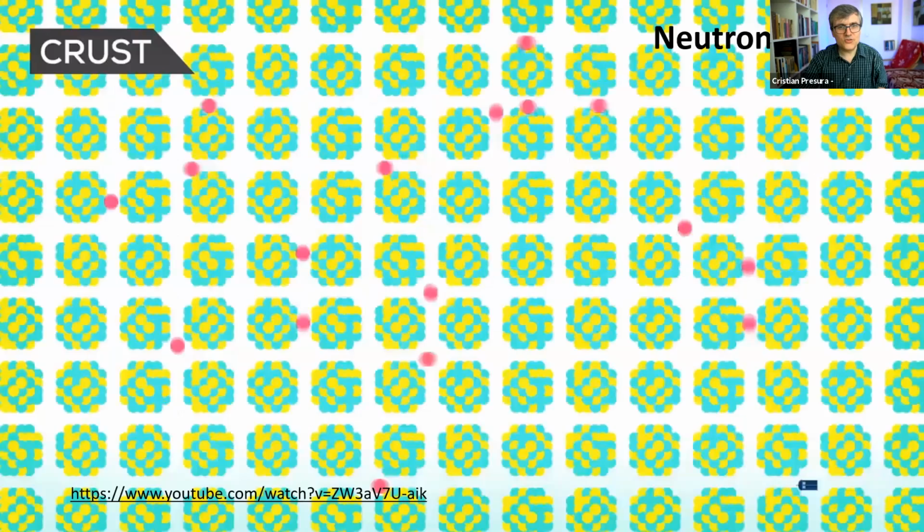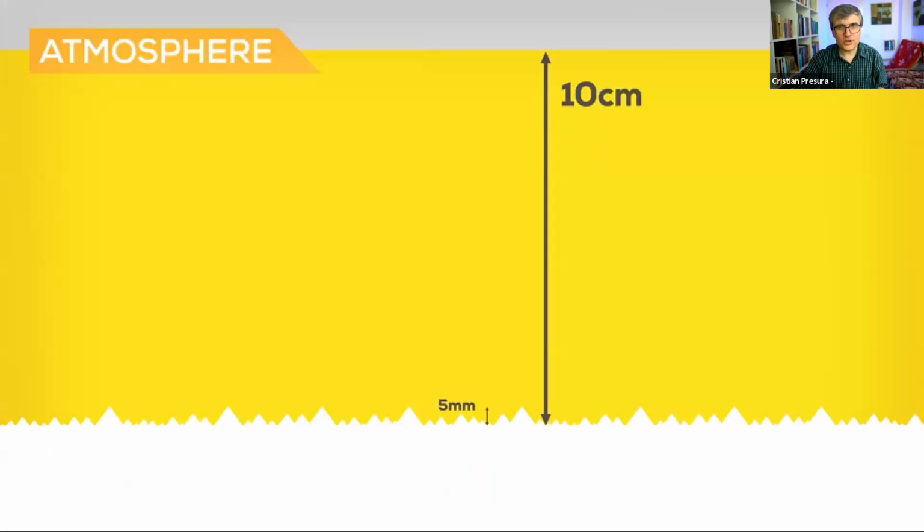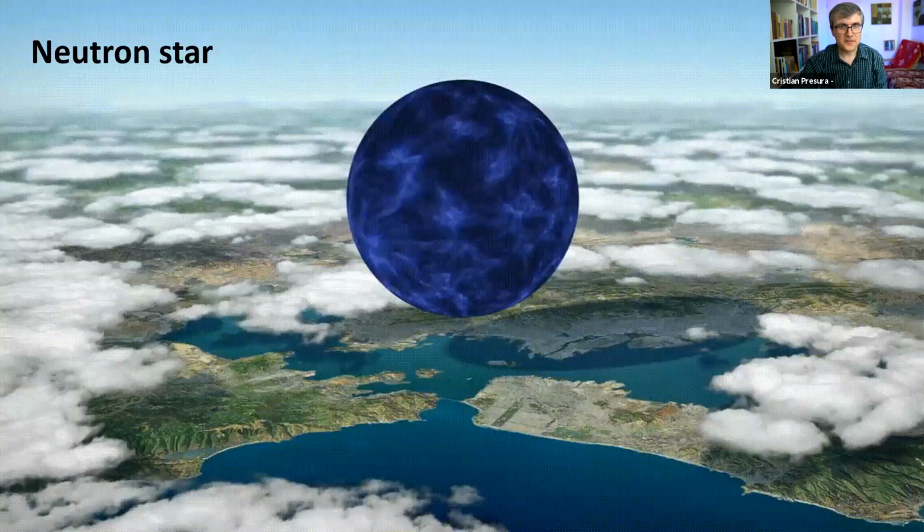And then the atmosphere is only about 10 centimeters high. And this is the whole atmosphere. At the top of the atmosphere, you're not going to find clouds. You're going to find plasma of electrons flowing around. So that's a very, very strange atmosphere anyway.